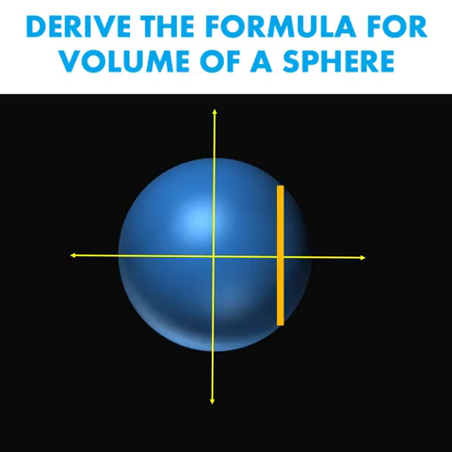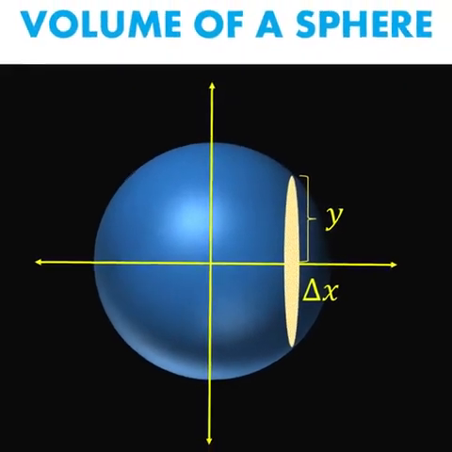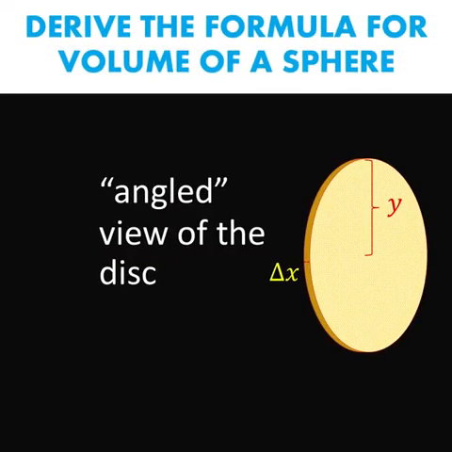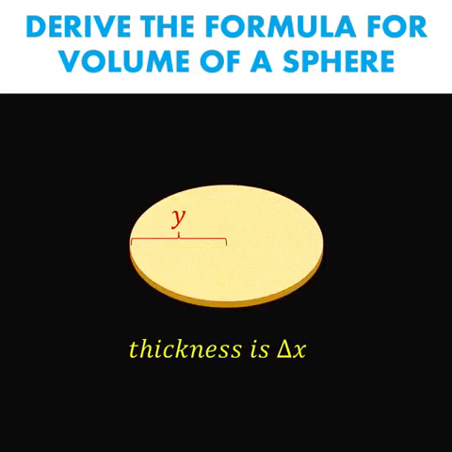Let's focus on one of those discs. Looking at a different perspective, our disc may look like this. The height of our discs is denoted as y, and the width of our discs is denoted as delta x. And then let's zoom out this disc. So we have here, the radius is y, and the thickness is delta x. We can also position our disc sideways. Still, the radius is denoted as y, and the thickness of our disc is delta x.